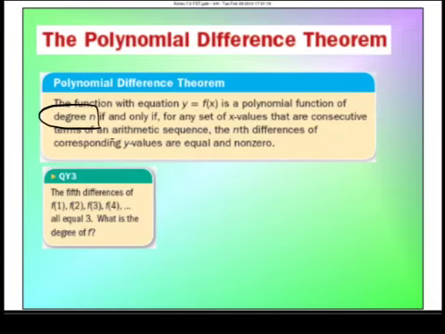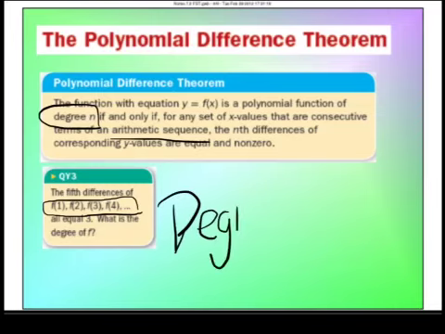Now, arithmetic sequence, by the way, is a series of numbers that have a constant difference. That's all that is. So look at this quiz number 3 here. It says the fifth differences of this particular function, whatever that is, are all equal to 3. What is the degree of the function? What they're telling you is they had to go and find the differences 5 times until they equaled. Therefore, this function is considered to be of degree 5. So a polynomial of the 5th degree.